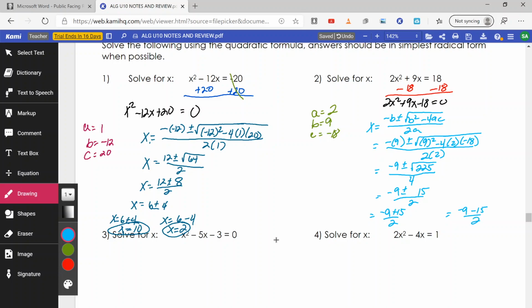Negative 9 plus 15, we end up getting 6 over 4. Negative 9 minus 15, we get negative 24 over 4. Divide them, so 6 divided by 4 gives me 1.5. Negative 24 divided by 4 gives me negative 6. So again, nice, even numbers for an answer using the quadratic formula.